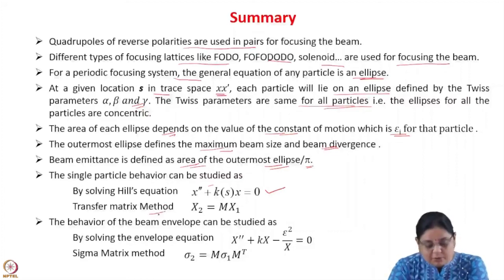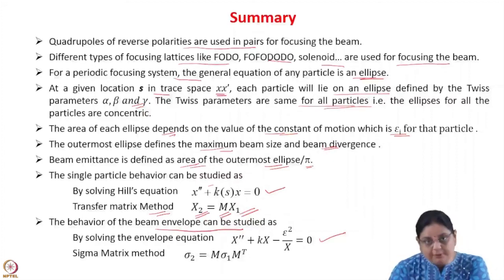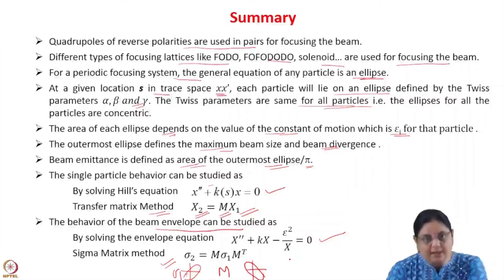Alternatively, you can also do it by the transfer matrix method if the forces are linear. If you know the initial coordinates and the transfer matrix, you can find out the final coordinates of the particle. The behavior of the beam envelope can be studied by solving the envelope equation, which is the differential equation for the envelope, and by using the sigma matrix method. If you know the beam ellipse at one location, you can find out the beam ellipse at the other location if you know sigma 1 and the transfer matrix.